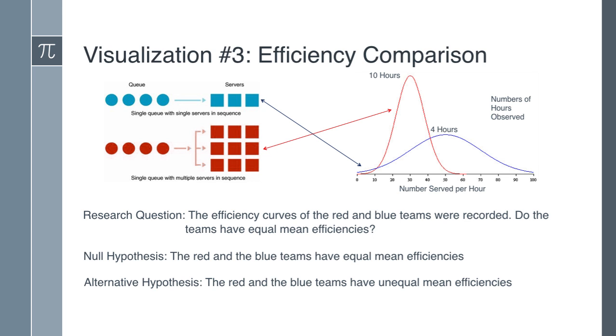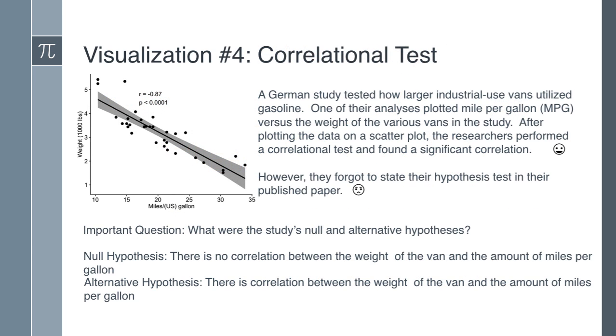So we'll move forward to the correlational test. A German study tested how large industries using vans utilize gasoline. One of their analyses plotted miles per gallon versus the weight of various vans in the study. After plotting this data on a scatter plot, which is shown on the left, the weight is plotted against miles per US gallon. The researchers performed a correlational test and found a significant correlation. However, they forgot to state their hypothesis test in their published paper. So the question is, what were the study's null and alternative hypotheses?